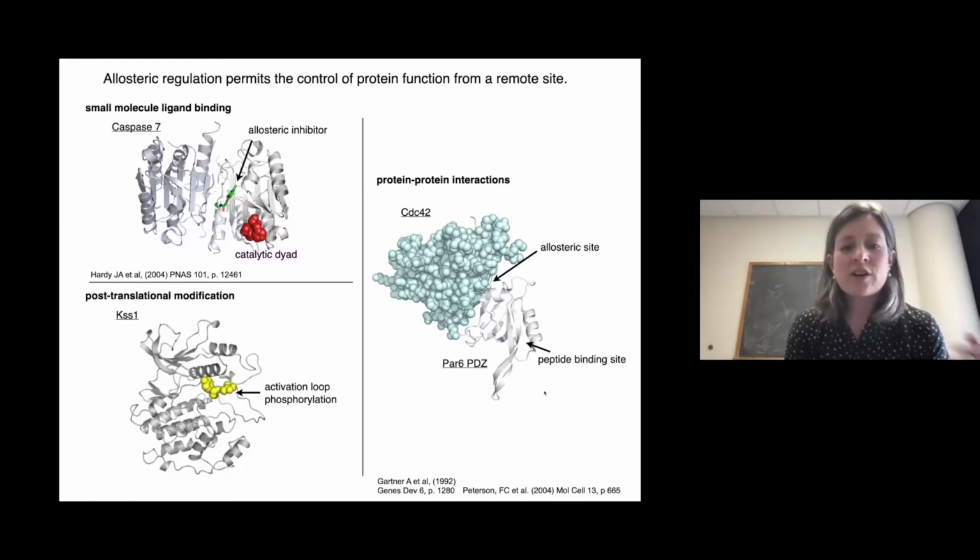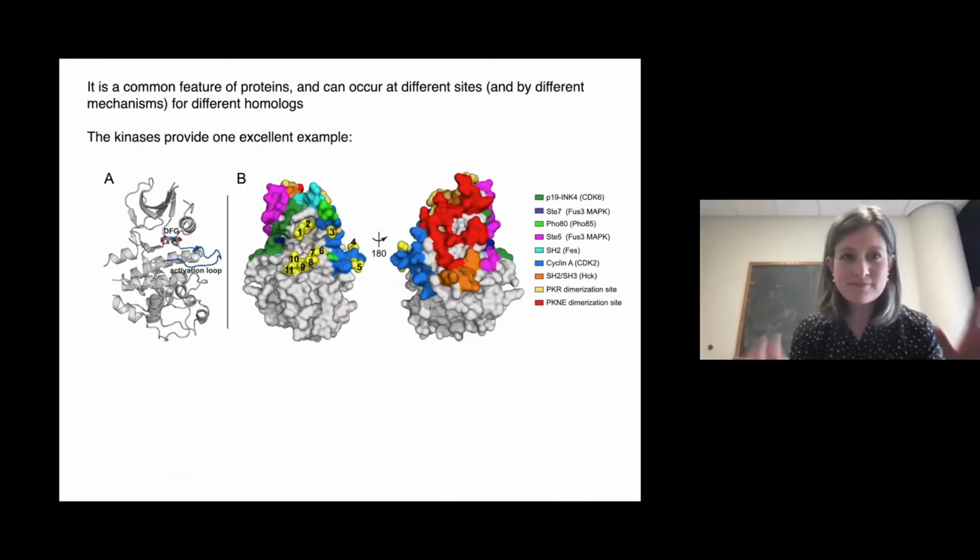Okay, so in all of these cases, the salient feature that they all share is that you have some kind of remote effector, whether it be a small molecule or a protein ligand, that comes in and modulates the conformational landscape and/or thermodynamics of some output protein such that it changes its activity. Okay, so allostery is really a very common feature of proteins, and it can occur at different sites and by different mechanisms for different homologs.